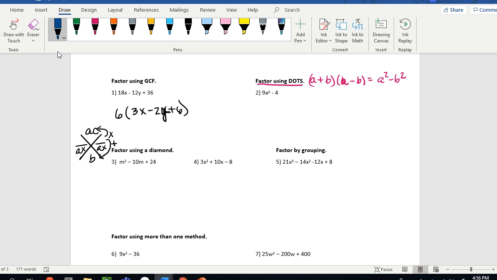So I'm going to do that very thing. I'm going to set up this diamond. I've got 1 times 24 over the B, negative 10, and I just have an M on the bottom. So 24, 6 times 4 is 24. And if they're both negative, that will give me negative 10. They're both negative and I multiply, it still gives me 24. The answer here is M minus 6, M minus 4, and I'm done.